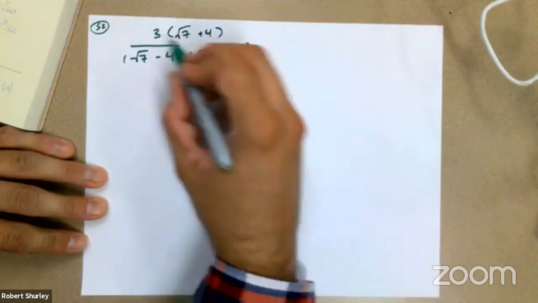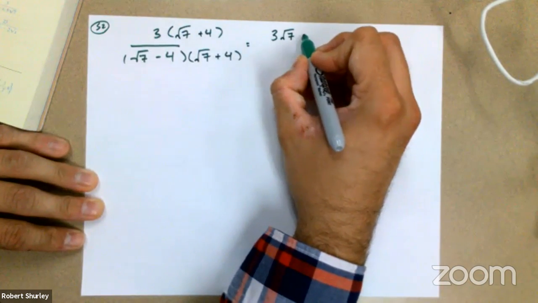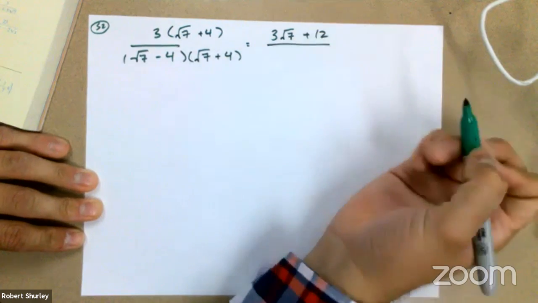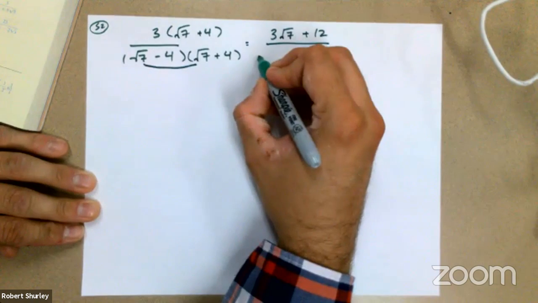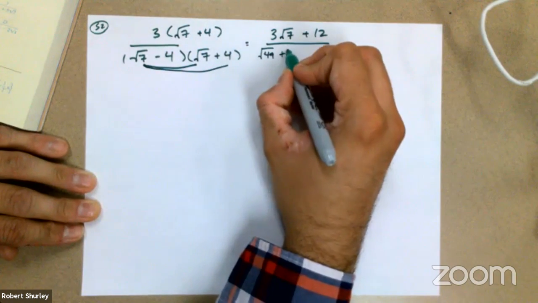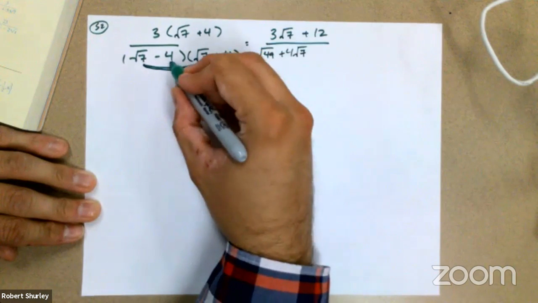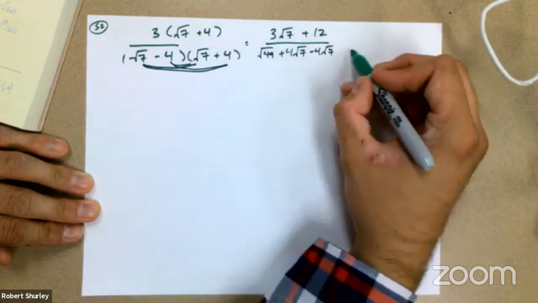So distributed through the top, we get 3 square root of 7 plus 12. Right? FOIL this out. Square root of 7 times the square root of 7, that's a square root of 49. Outside, we get plus 4 square root of 7. Inside, we get a minus 4 square root of 7. Lastly, I get a minus 16, right?